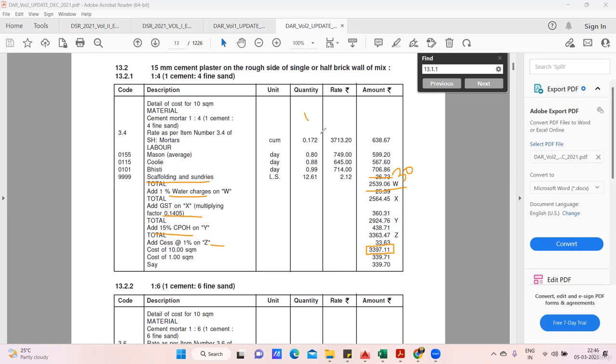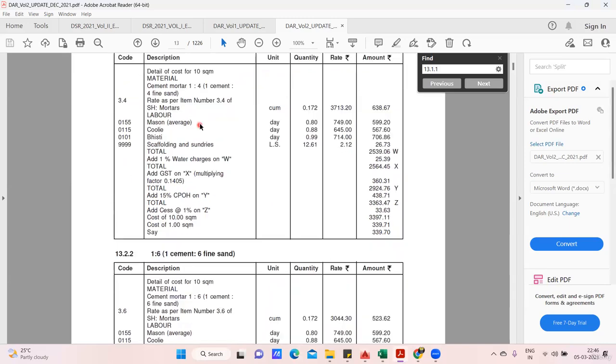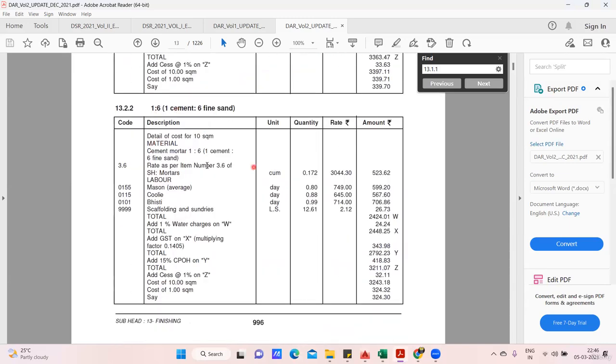I require it for 1 square meter. If I divide this by 10, I am getting 339.71. Let us say 339.70. So this is the cost of your half brick plastering. It will cost you 339 rupees. Getting my point, no? In this way, you're supposed to do the rate analysis. I've explained for 1:4. In the same way, you can try to work out for 1:6 also.